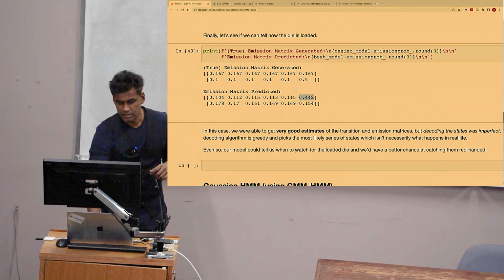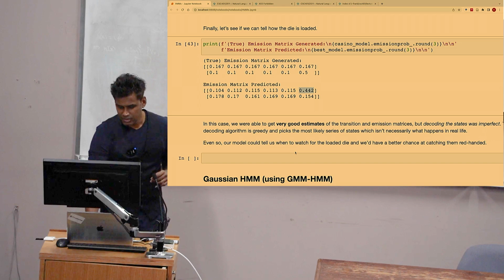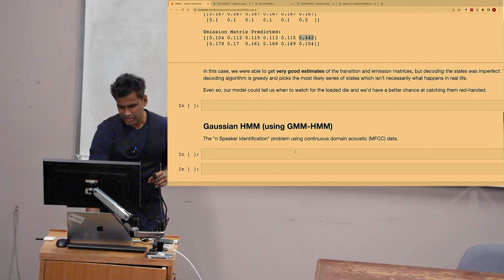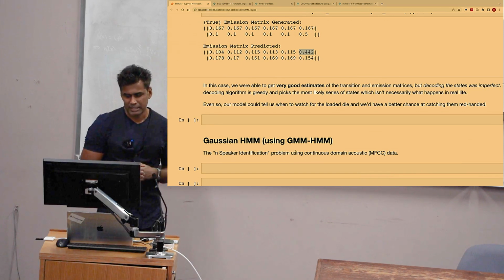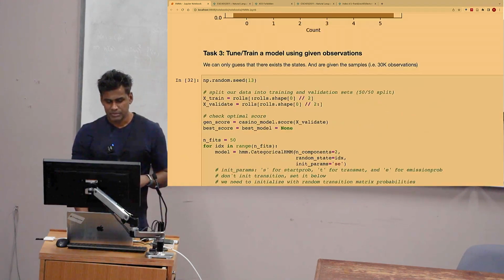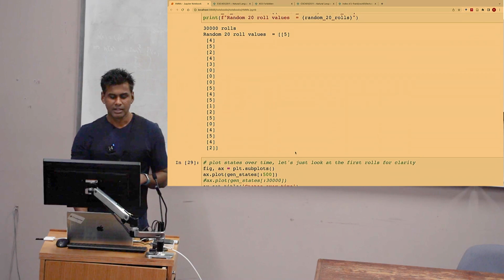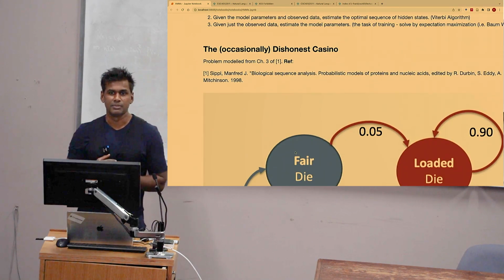And yeah, so that's it. That's a very simple example. I wanted to do a GMM-HMM example, but I don't think we have the scope or time for that. It's a little bit more involved. You have to use continuous domain data like MFCC data, loading and training. It's going to take some time. But I hope this very simple toy example gives you a better, concrete grasp of why and how we can use HMMs.